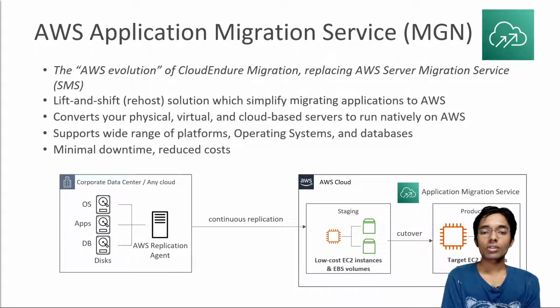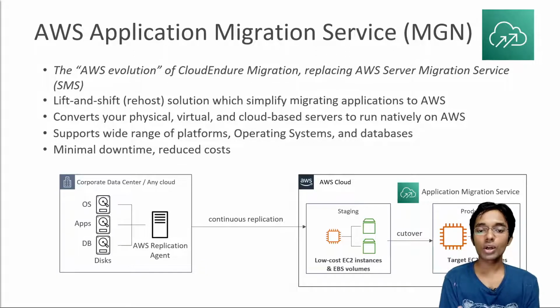All right. So the purpose of MGN, the cloud migration service, is to do a lift and shift, a rehost solution, to simplify migrating applications to AWS. What it will do is convert your physical, virtual or cloud-based servers to run natively on AWS. As an example, you have your corporate data center with your OS or your apps, your database or your disk, and you want to move them into the cloud using the Application Migration Service, MGN.